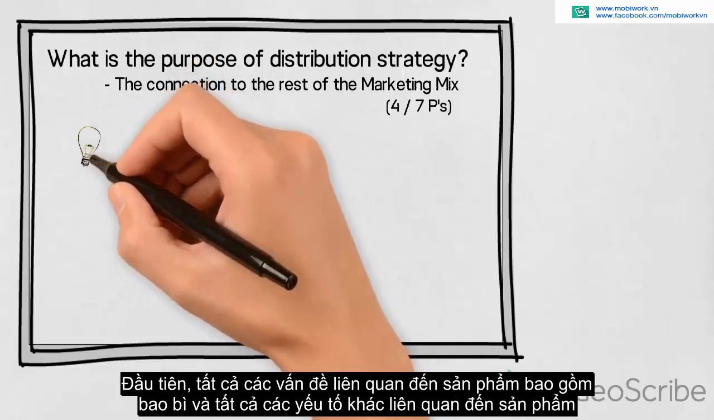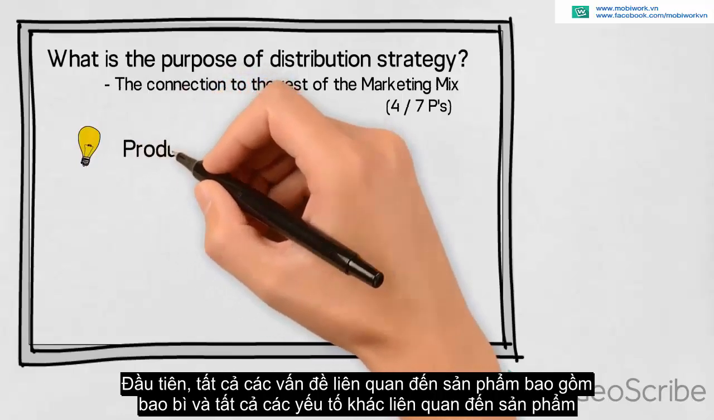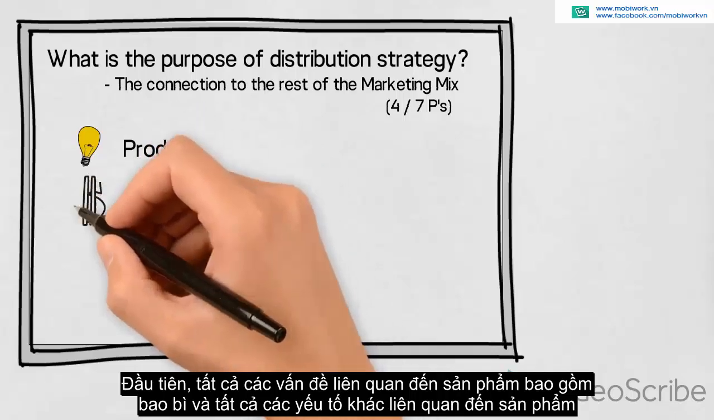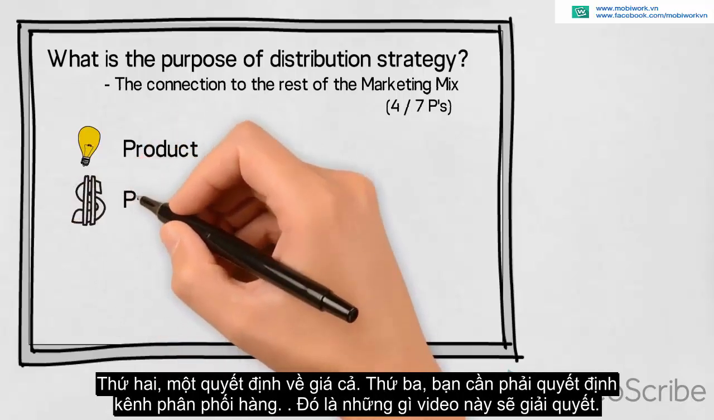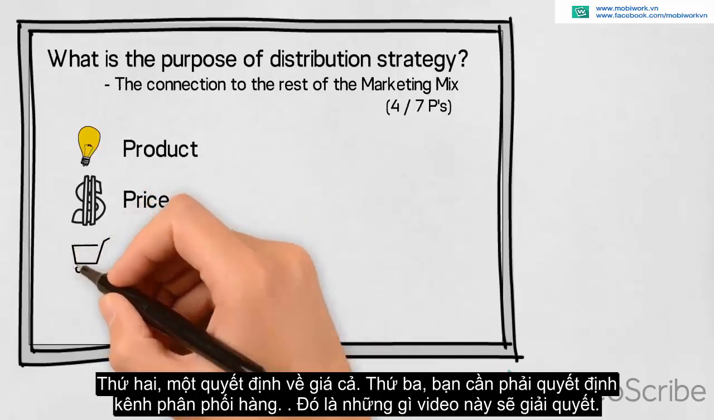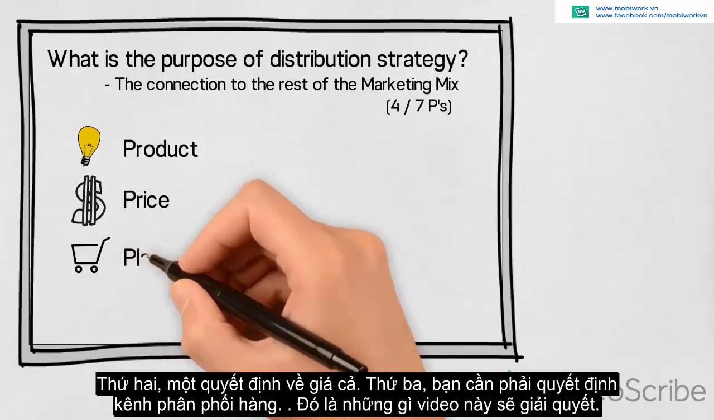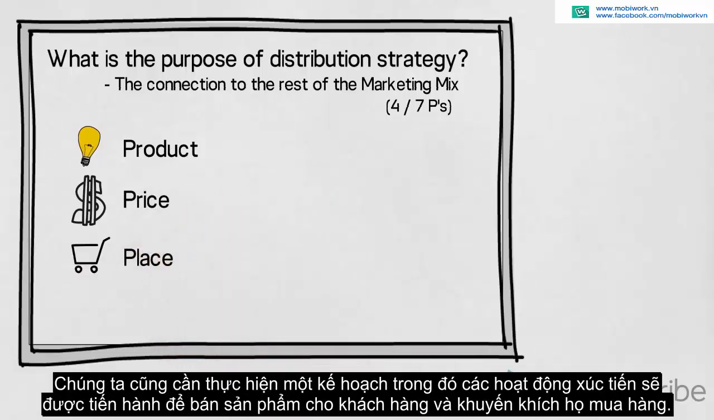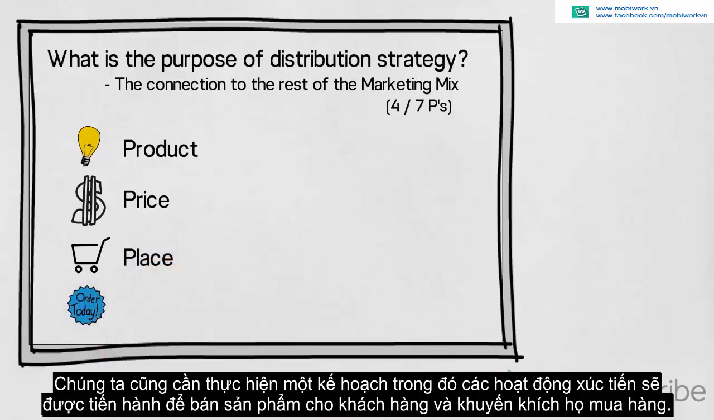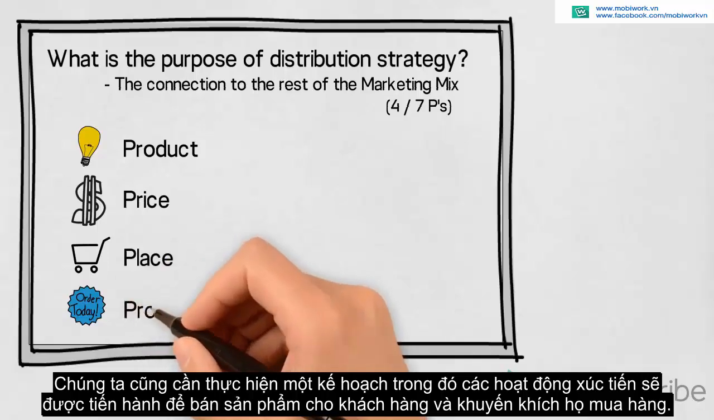First of all, any issues concerning the product. This would include packaging and all other elements in connection with the product. Secondly, a decision on price. Thirdly, you will need to decide on the place, which is what this video will address. We will also need to make a plan of which promotional activities we will carry out in order to tell our customers about our product and encourage them to buy.